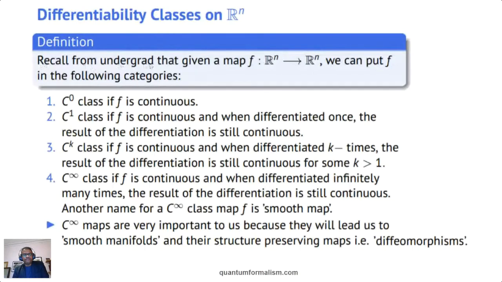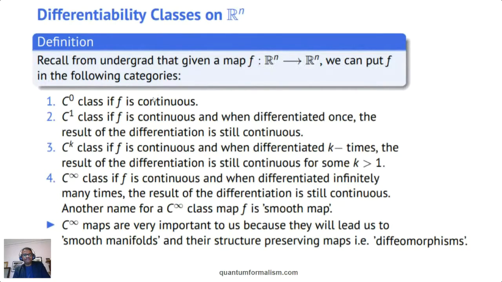So from undergrad, I'm pretty sure most, if not all of you, already have at least an undergrad calculus or multivariate calculus course in the past. Okay, so given a map F from Rn to Rn, we can put F into the following categories.